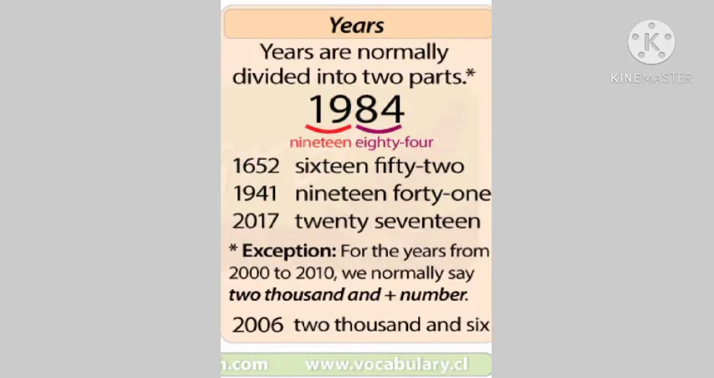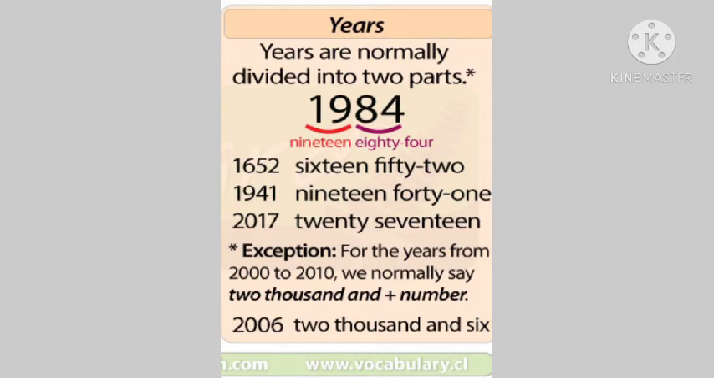Let's move on to reading the year. To read the year, you have to divide the numbers into two parts. For example, 1984, 1652, 2017. Exception: for the years 2000 until 2010, usually people say 2000 plus the number. For example, 2007, 2006, 2005.